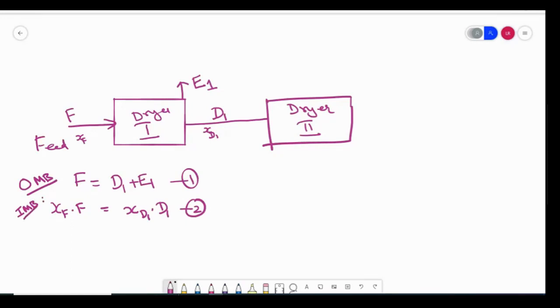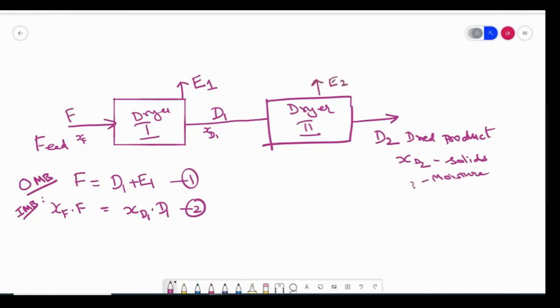It can be for liquid also, that's not the case, but generally we are referring to whatever is not the moisture, that is our substance, individual material balance for substance, you can say. So here in dryer 2, again we are going to get some dried product out of this system. So let it be D2. This is the dried product, right? D2 is the dried product. Let XD2 be the mass fraction of solids. Okay, and it also will have a certain moisture, and it will have some water evaporated E2.